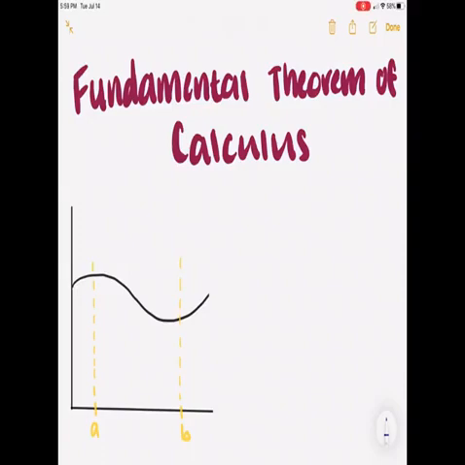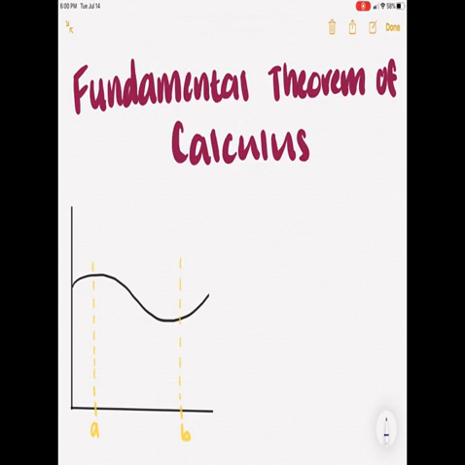Today we're going to be discussing the fundamental theorem of calculus, and this is huge in calculus. It's more of a concept than an equation, but there's still an equation to go with it. But this will always be in every single one of your calculus classes, I promise. And this will always be on the AP exam and usually on most tests. So it's really, really crucial to understand.